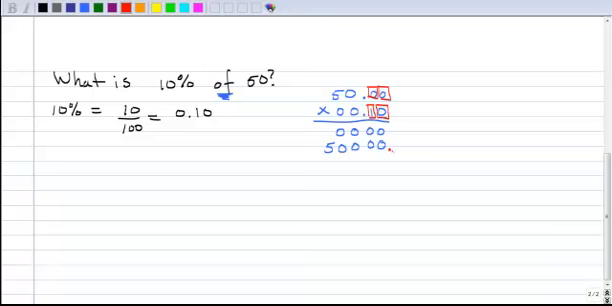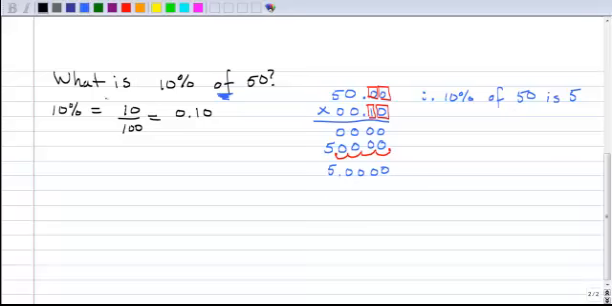So we're going to take our decimal, which we normally found here, and move it 1, 2, 3, 4 spots. And what does that give us an answer of? It gives us an answer of 5.0000, or just 5. So, therefore, 10% of 50 is 5.